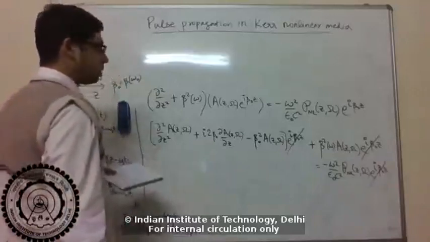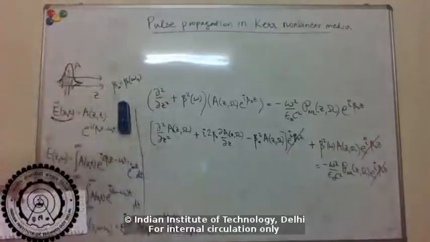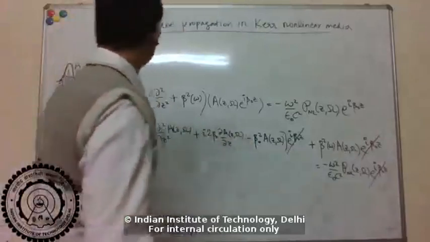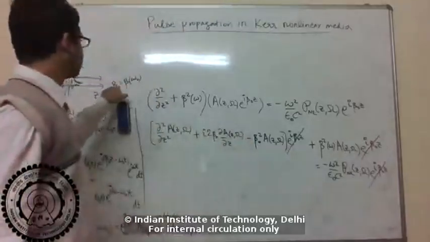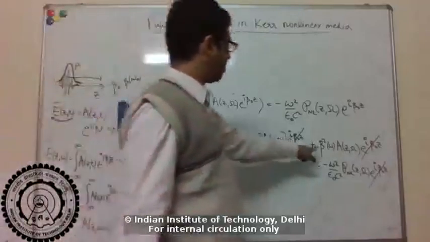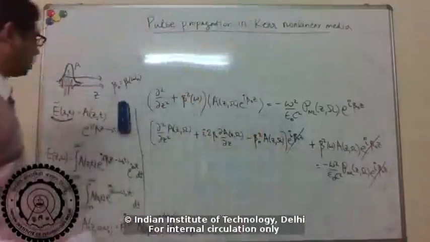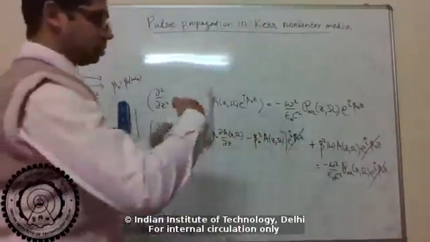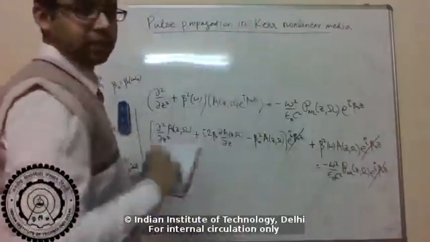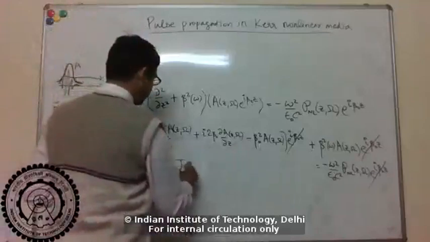Okay, so now to proceed further, we have beta naught here, which is the propagation constant at the center frequency, and then we have beta at omega also here. Okay, so omega are frequencies which are closely spaced to the center frequency omega naught, right? So we can again use this Taylor expansion for beta.